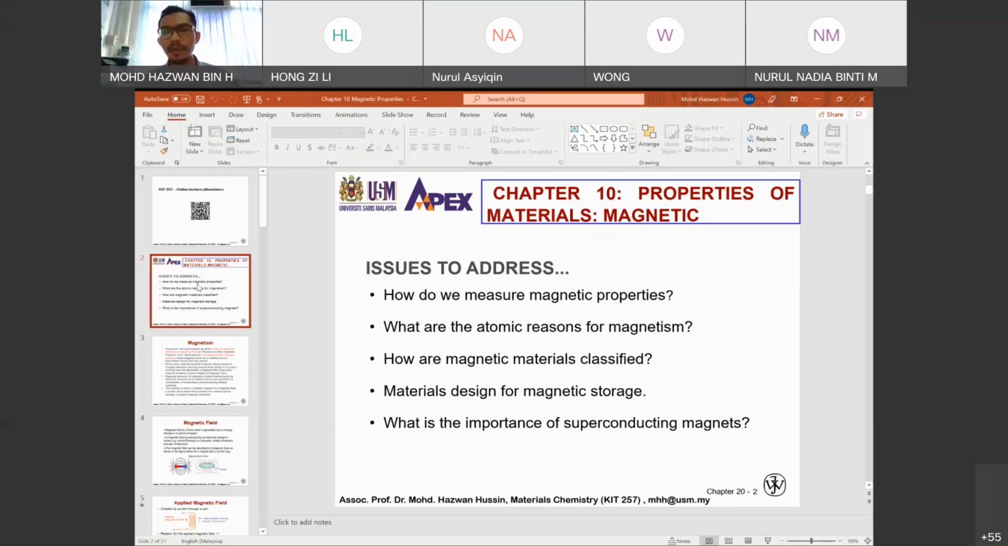And finally, the importance of superconducting magnets. Superconducting, or I think people have coined the word magnetic levitation, or maglev technology. So you've seen this a lot in speed trains. Maybe later on we are going to see the examples, and you will understand how a speed train can have a very high speed limit.